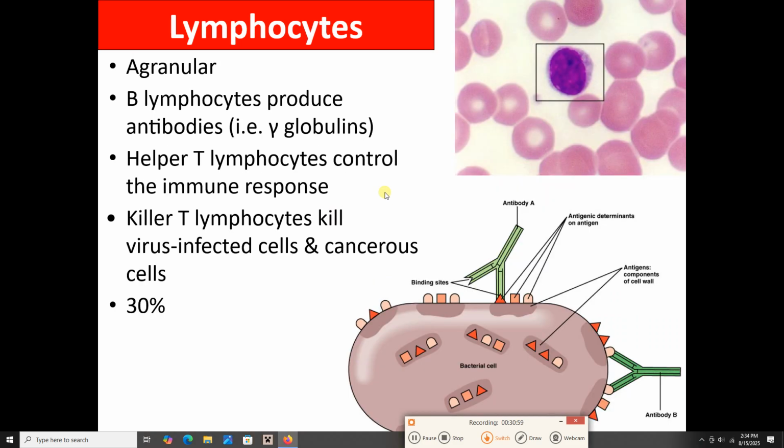Okay, what about those agranulocytes? Well, the first one are the lymphocytes. Typically have a nice roundish or ovoid nucleus. There are B lymphocytes. B lymphocytes make antibodies, which we know are gamma globulins. We met them. Then there are T lymphocytes. There's actually two big types. There's the helper Ts, which control your immune response, as well as the killer Ts, which kill cells that have become infected with a virus or become cancerous. Now, lymphocytes generally make up about 30% of our circulating white blood cells.